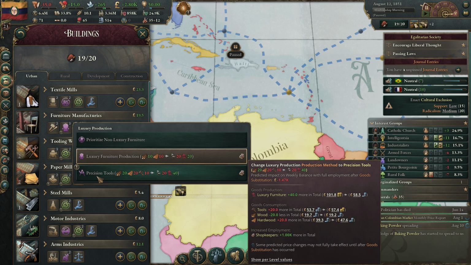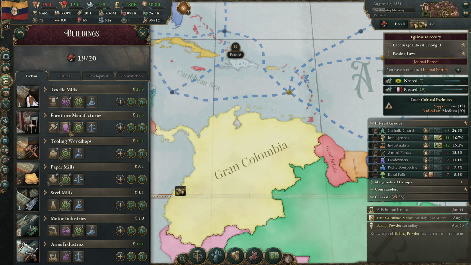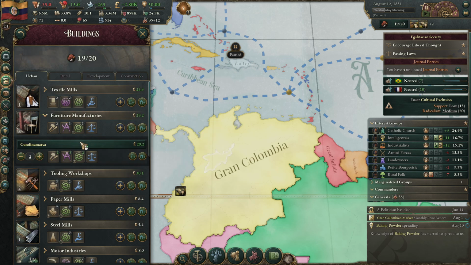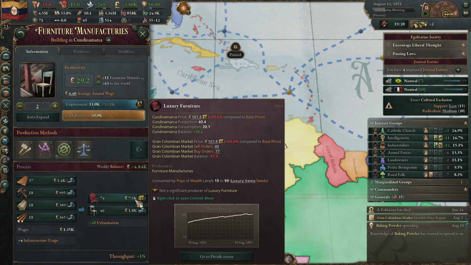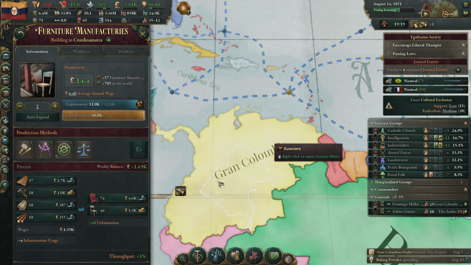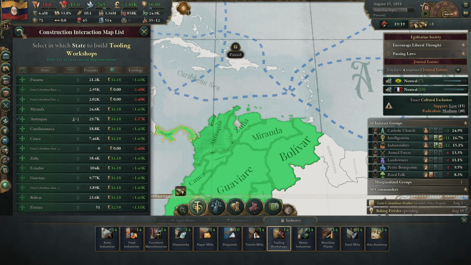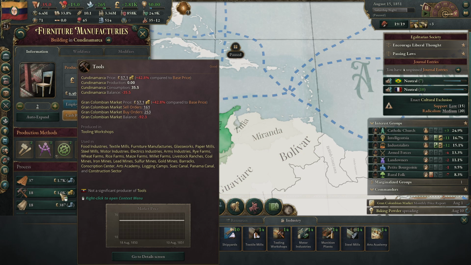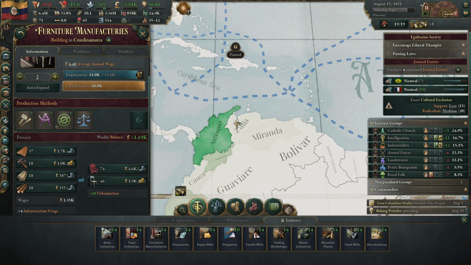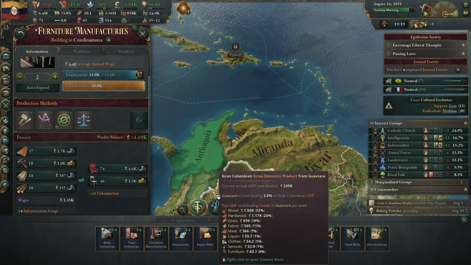Precision tools is actually not bad. The game tells us that it is going to be bad, but I don't think so, because this price is really high. Yeah, we just need more tools. Let me expand the tooling industry first. That is used for a lot of things. Okay.